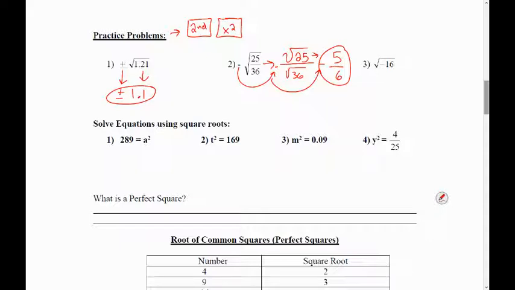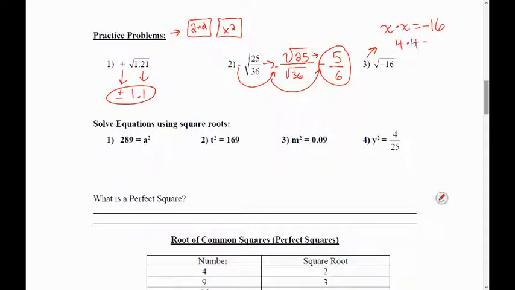Now, number 3, when you try to type that into your calculator, okay, you have quite a bit of an issue here. Most of you are going to get an error if you type it into your calculator correctly, okay? So remember, we're asking ourselves what number times itself gives us negative 16. So most of you are going to say either 4 or negative 4. So let's think about that for a second.